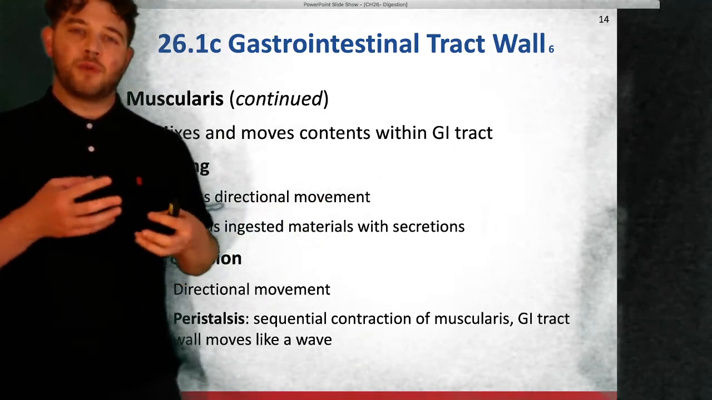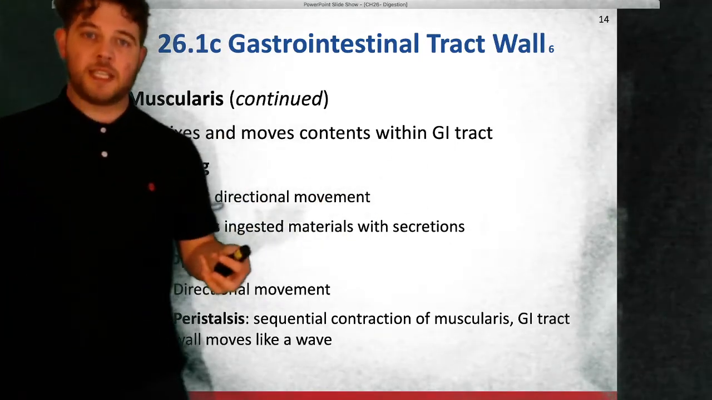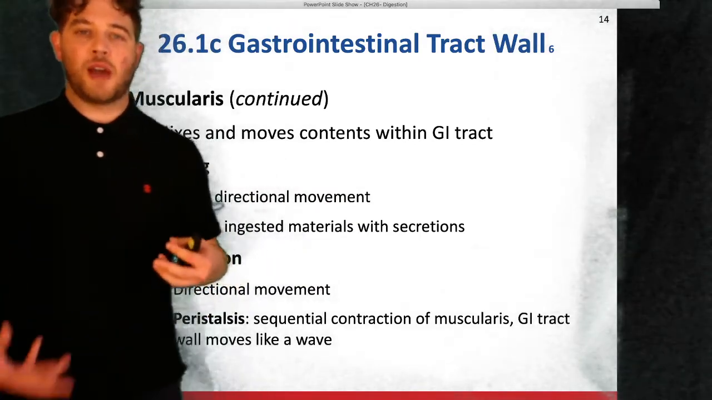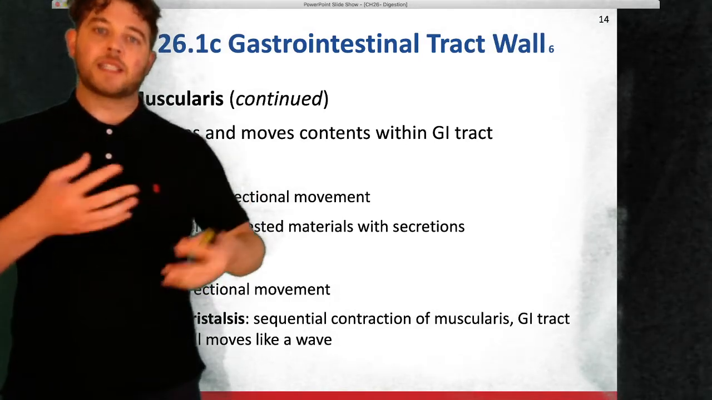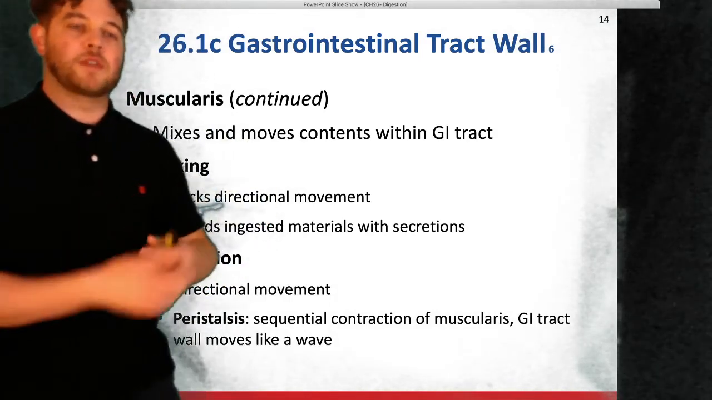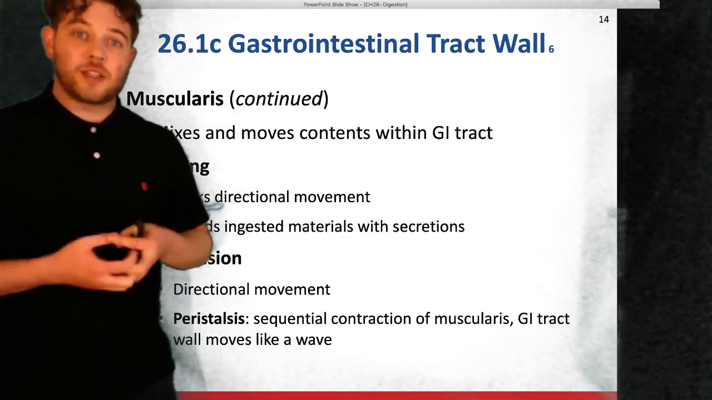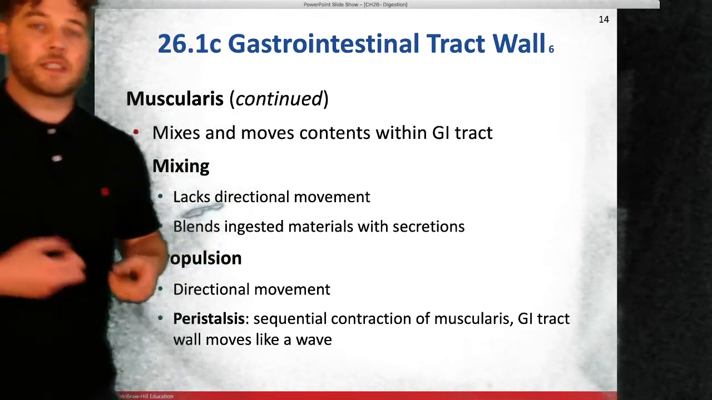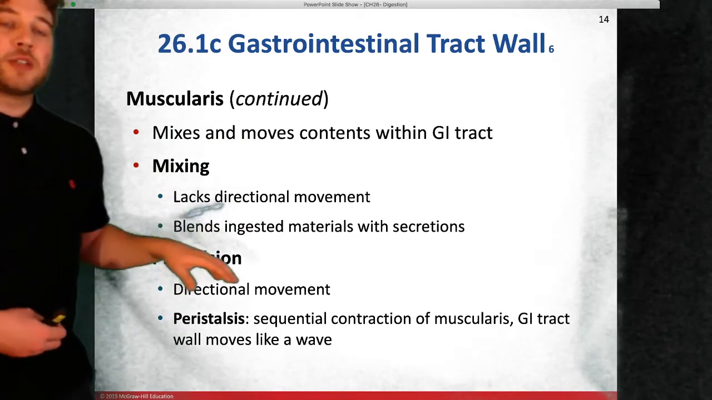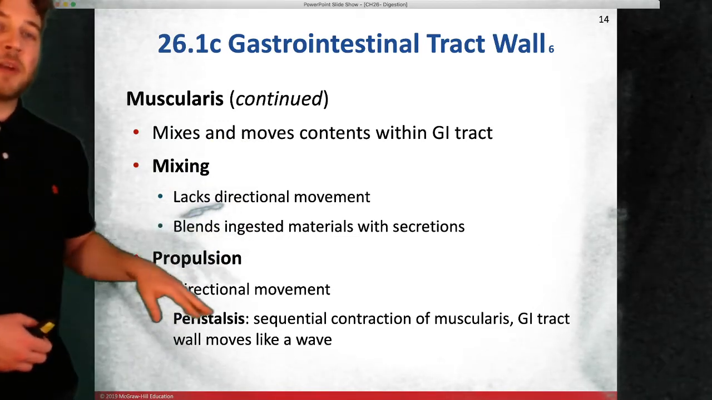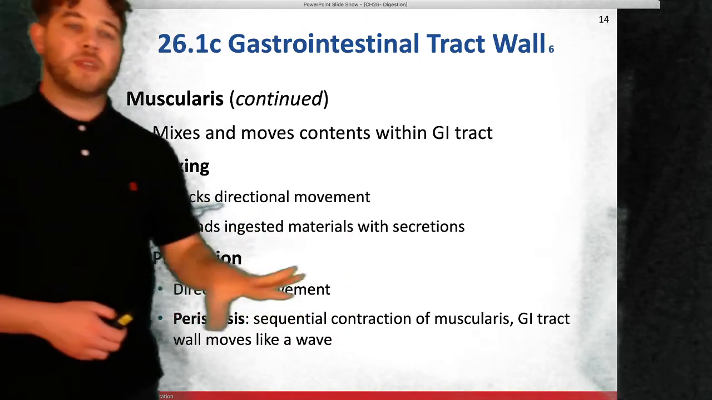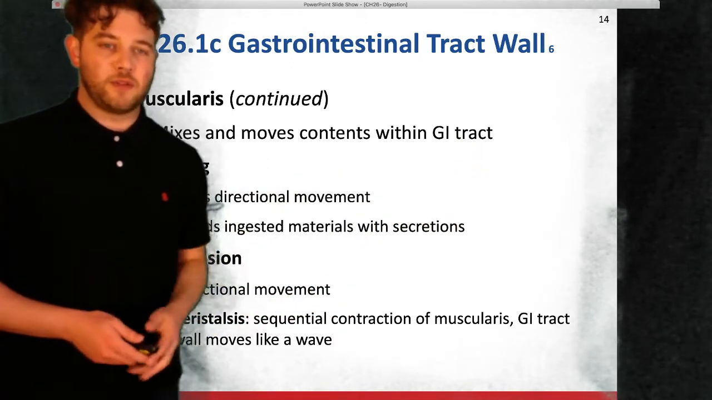But when we have diarrhea and we completely empty out our GI tract, we're not going to be absorbing any nutrients. You have to have this process of ingested material being mixed with the digestive secretions, sometimes staying in one spot and just being mixed to really get digested. Propulsion is directional movement. We call that specifically peristalsis, which is sequential contraction of the muscularis of the GI tract wall moving like a wave. It's this wave of movements.